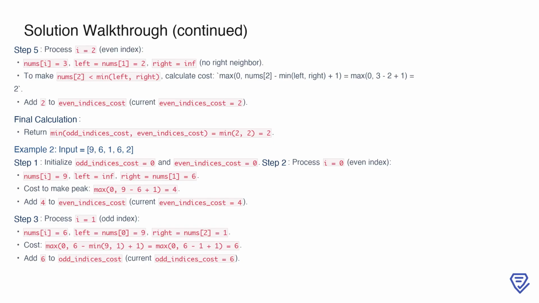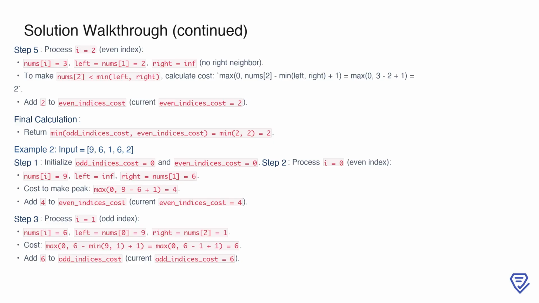At this point, we have processed all indices for this example. The final step is to return the smaller of odd_indices_cost and even_indices_cost. Since both are equal to 2, the result for this example is 2.